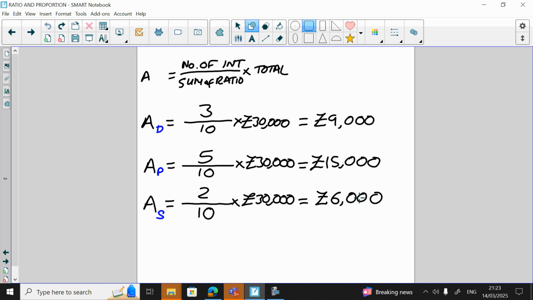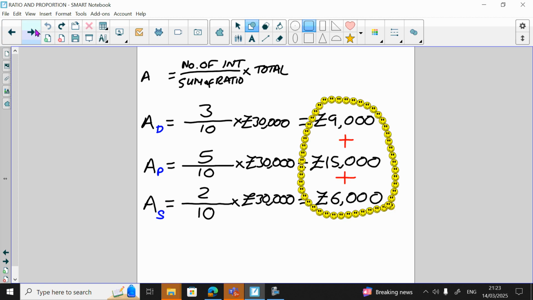How can we check that this might be okay? 9, 15, 6,000. Why don't we just add them together? Yeah, let's add them together. We get 30,000. And that was the inheritance amount. So it seems to check out there. It's always a good idea to do something like that at the end. And the numbers will not always be as nice as this. And yet again, if you've got a different little method that your lecturer might have shown you, do that. Okay? I don't want to confuse you.